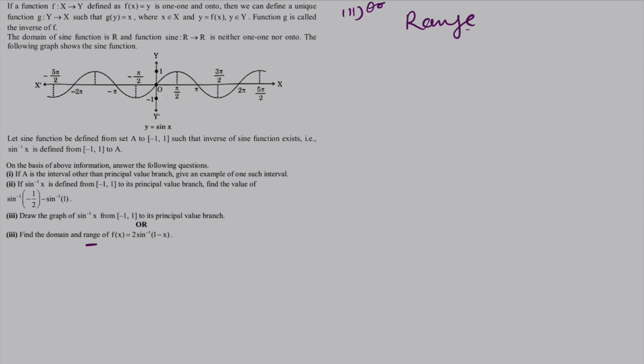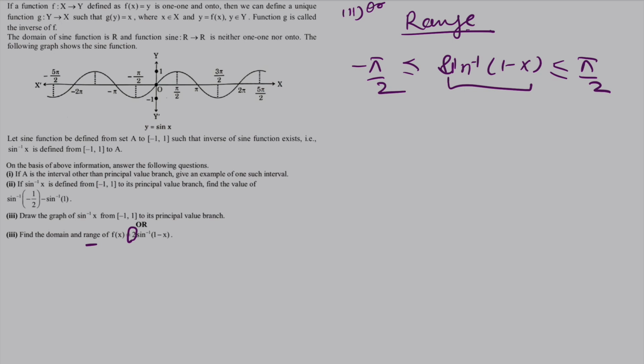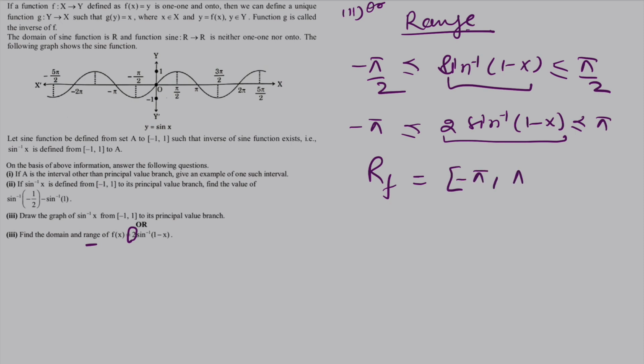Now for the range, we know that the value of sine inverse (1 minus x), since we are talking about the principal value branch, lies in the interval minus pi by 2 to pi by 2. But here what we have to find is the range of 2 times this function. So we multiply the whole inequality by 2, and the inequality sign will not change. It becomes minus pi is less than or equal to 2 sine inverse (1 minus x), which is less than or equal to pi. So from here we can say that the range of the function is minus pi to pi, and this is the answer.